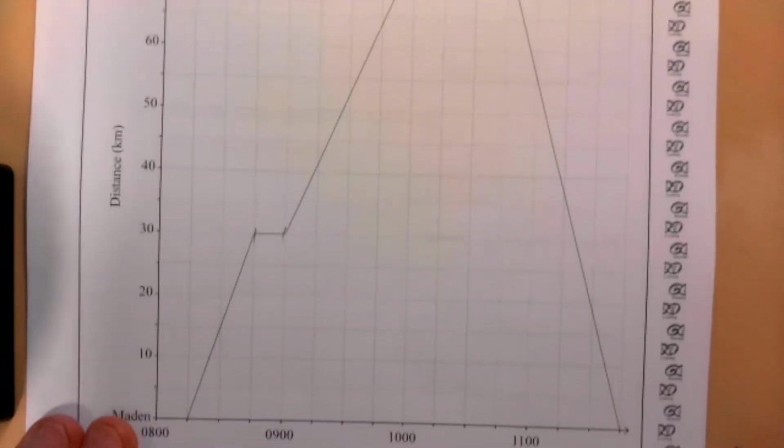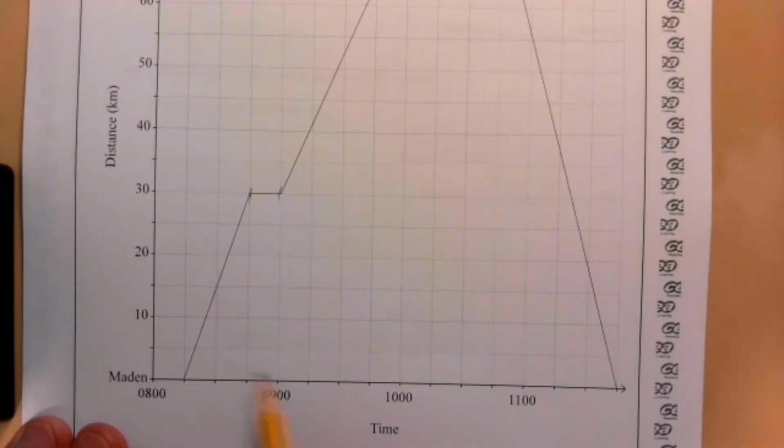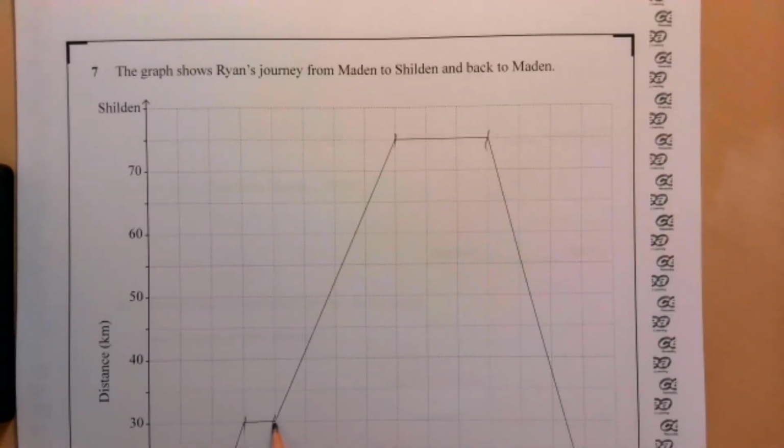so we just need to work out our scale and see what we have here. So that's 8, that's 9 o'clock, so each of those in must be 15 minutes. So that's a 15, that's 15, 15, 15, so 4 15s in are going to be 60 minutes.